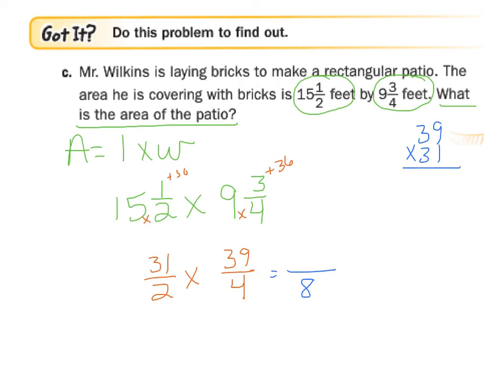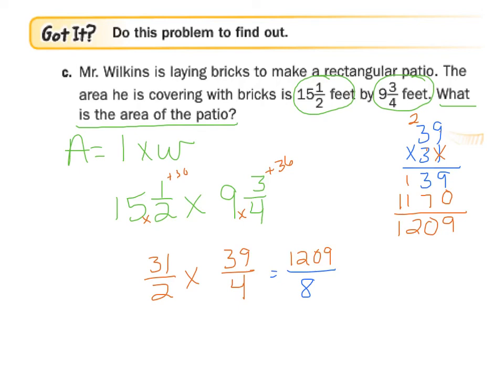So 9 times 1 is 9, and 1 times 3 is 3. And I'm done multiplying by my 1, so I hold my place value with a 0, and I do 3 times 9 is 27, carry the 2. 3 times 3 is 9, plus 2 is 11. So we get 1,209 feet over 8, which is a huge improper fraction.